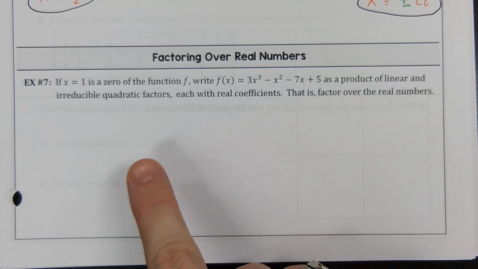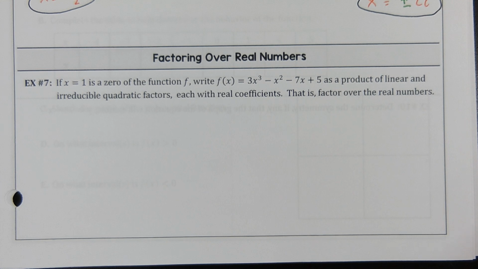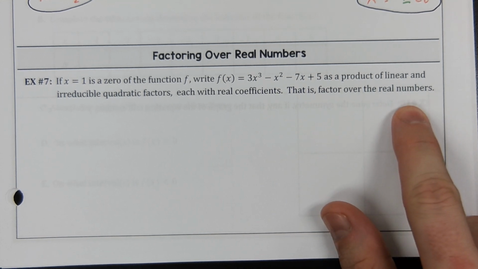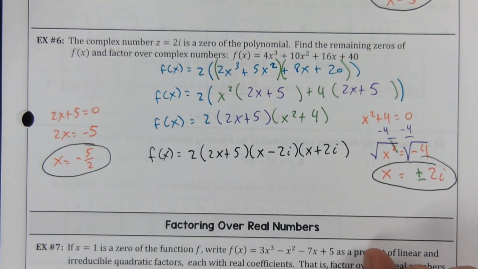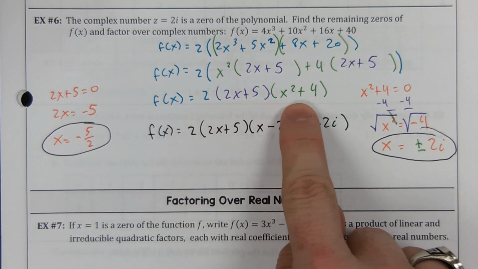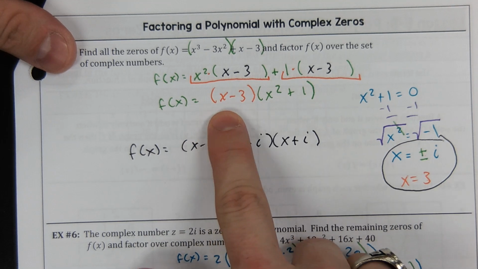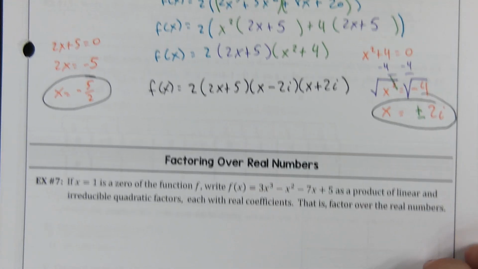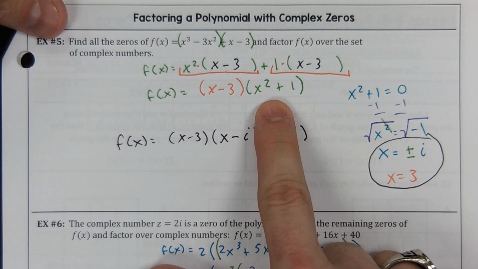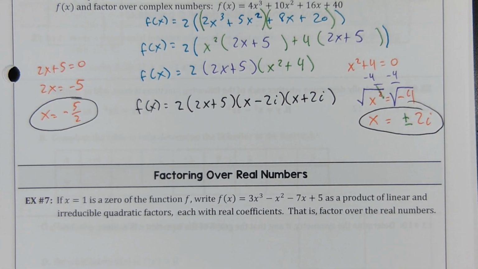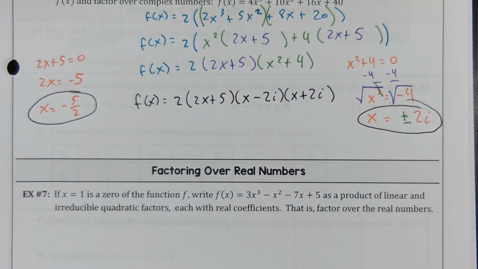This one does not say factor over the complex numbers. It says factor over the real numbers. Just so we're clear on this, this is factored over the real numbers. This is factored over the real numbers. X squared plus 4 and x squared plus 1 are what we call irreducible quadratics. They're quadratics who have either irrational or complex solutions. We say irreducible. It's the same thing as saying that doesn't factor.